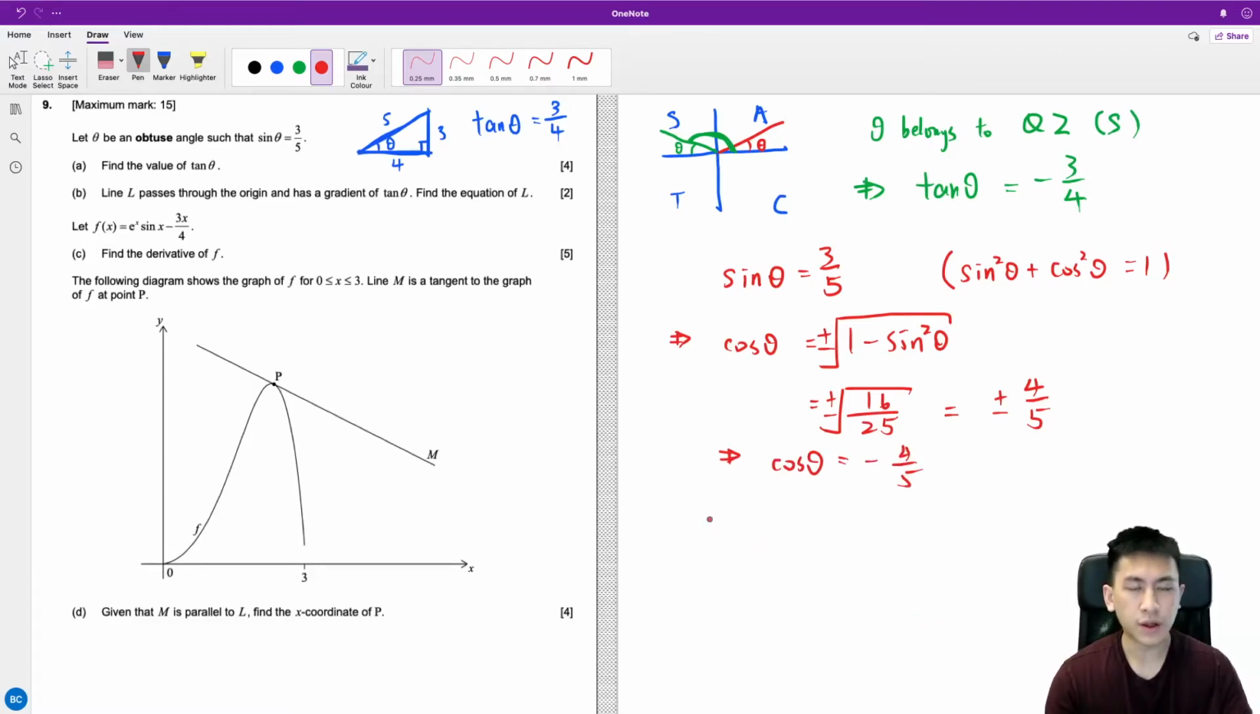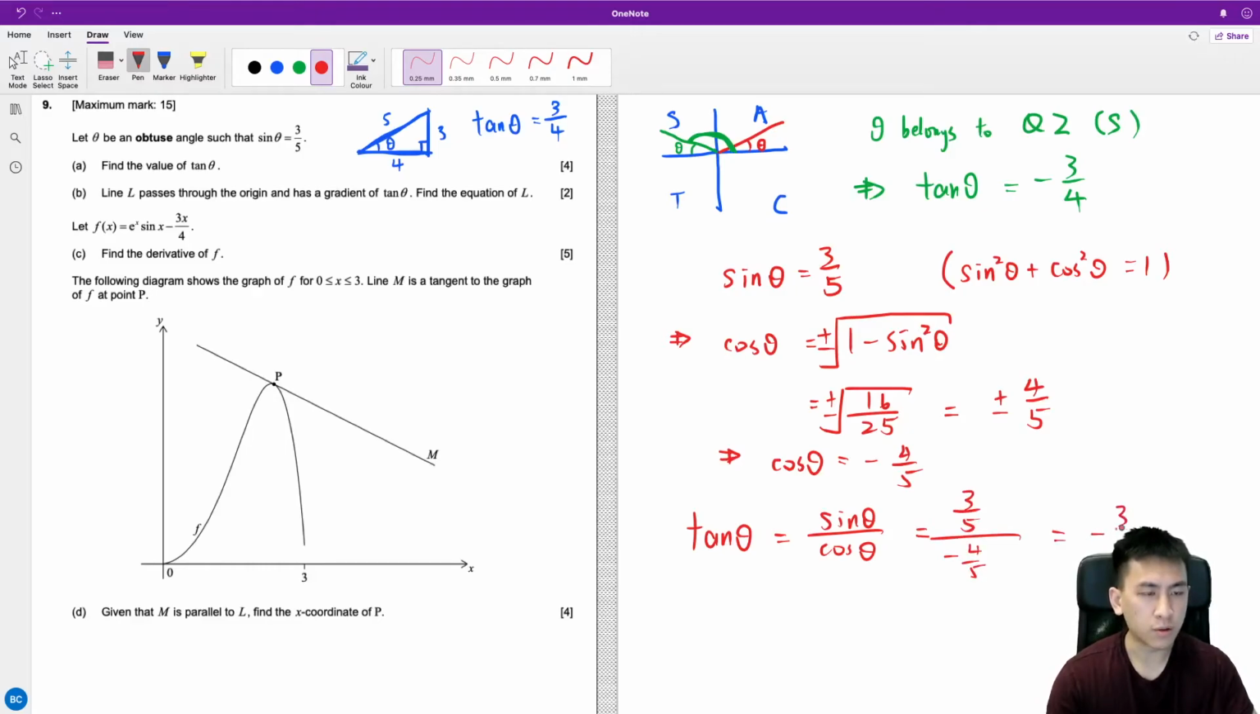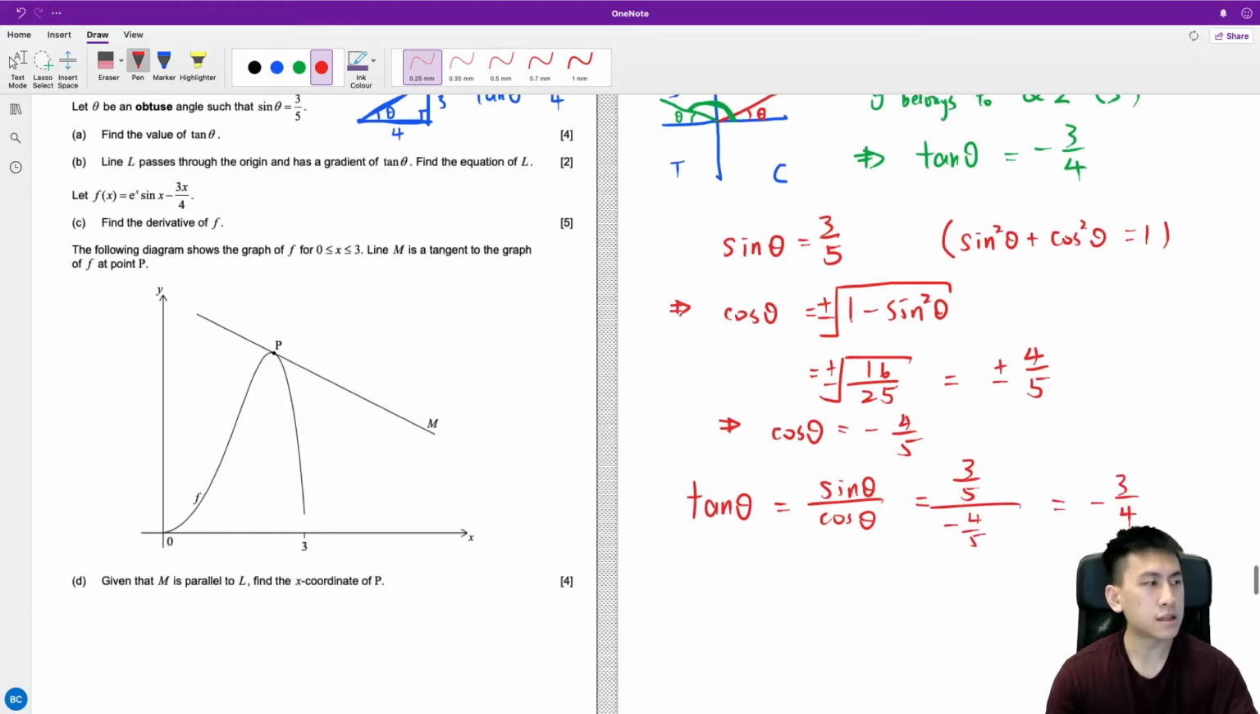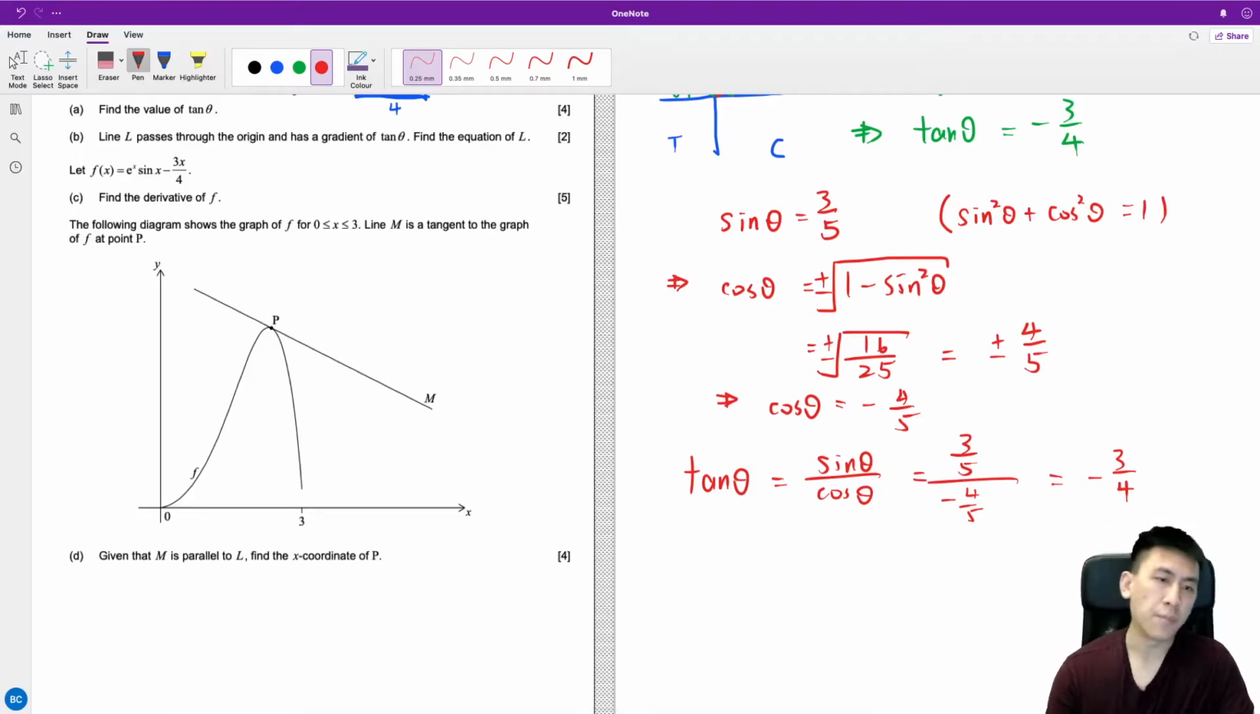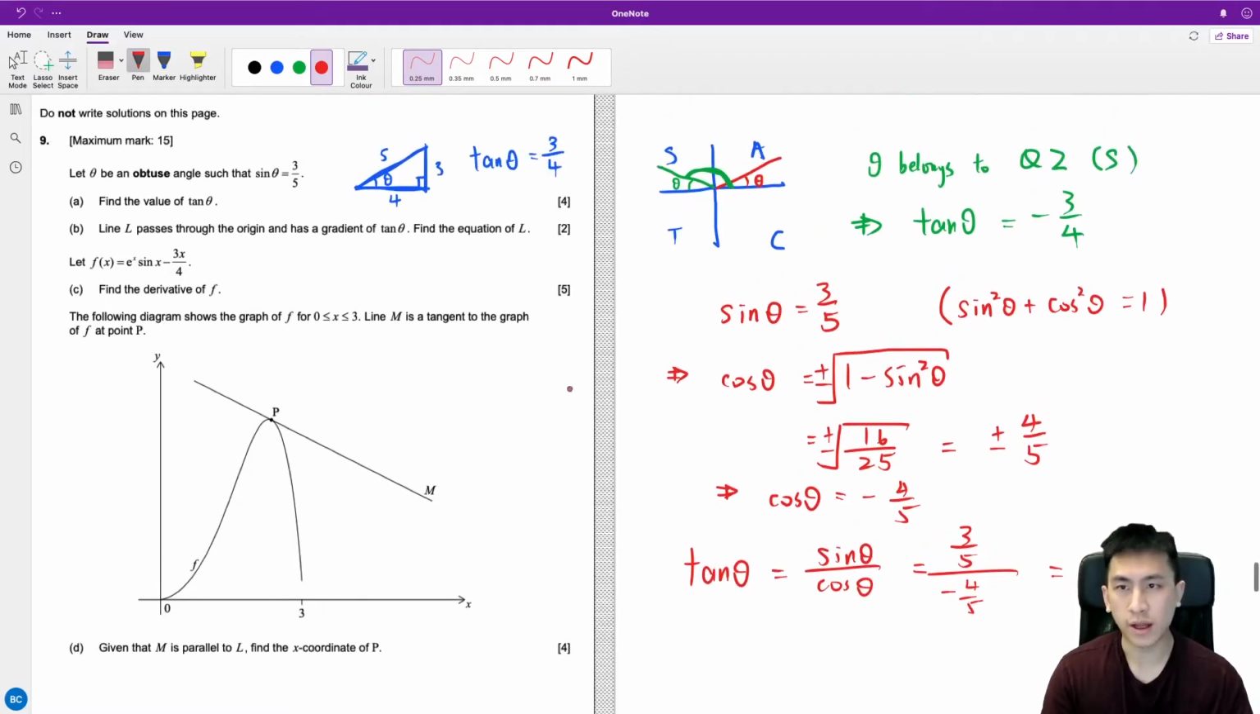And therefore, the last thing you do is simply do tangent theta equal to sine theta over cosine theta. So that will simply give you 3/5 over minus 4/5, which also give you minus 3/4. Now, I skipped a little bit of step here, but if you're unsure, you can pause it, try to do it yourself, but that could be another way you need to do it. But if you can spot the triangle, like the Pythagorean triangle here, this right angle triangle 3, 4, 5, remember, this is a very nice one. It will be a lot easier.